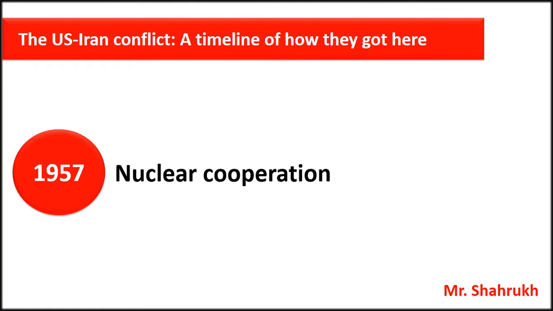In 1957, nuclear cooperation. The US signs a civil nuclear cooperation agreement with Iran. The agreement provides Iran with technology and resources that eventually become the foundation of its controversial nuclear program, which begins developing in the 1970s with support from the US.